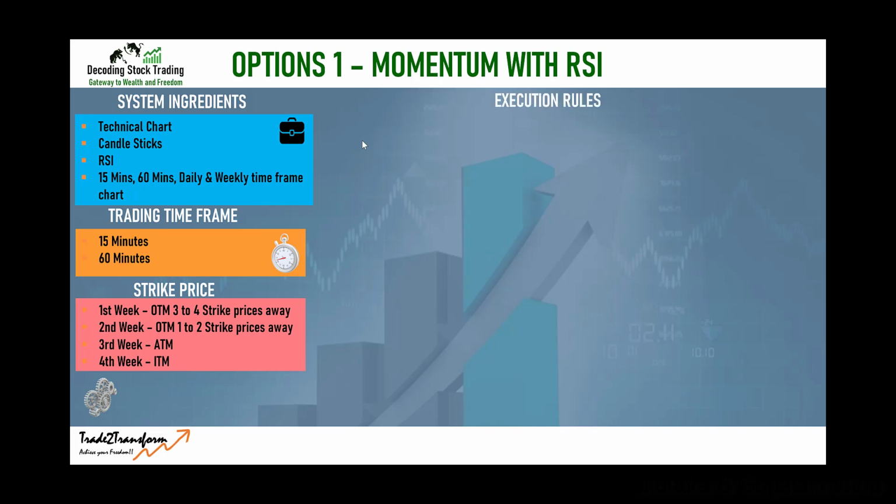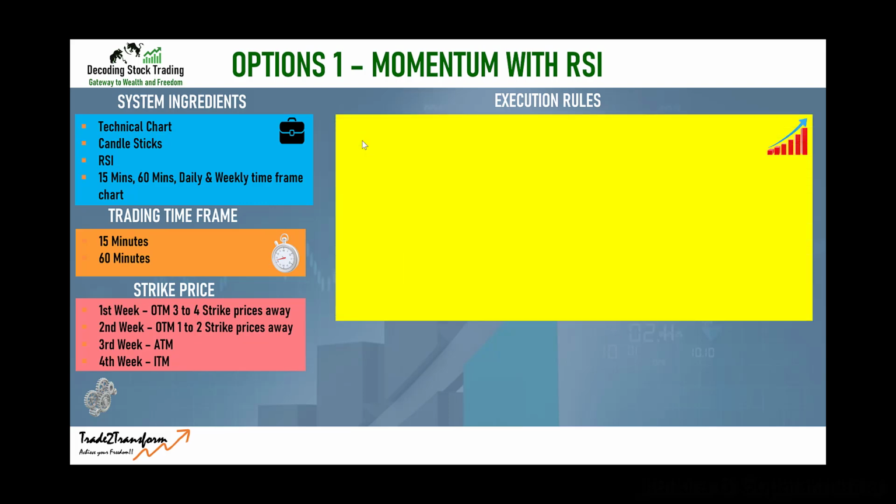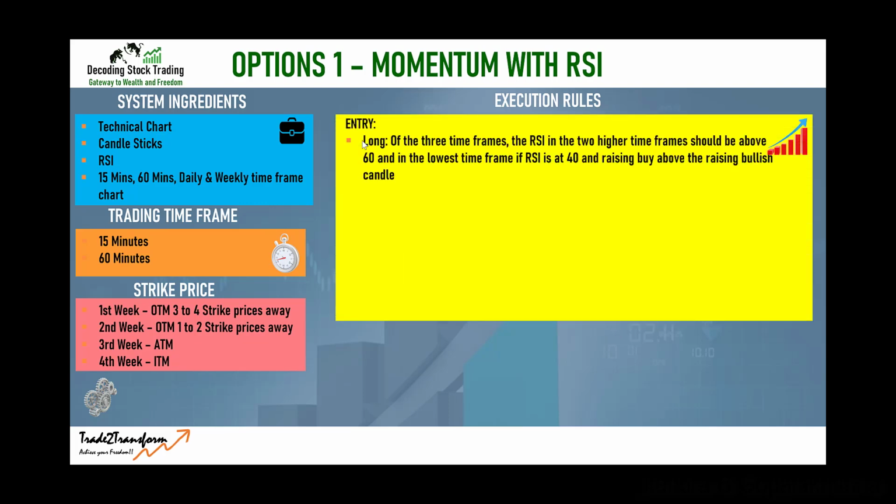So now, execution rules. What are the execution rules? The basic rules still remain the same. Go long: of the 3 time frames, the RSI in 2 time frames should be above 60, and in the lowest time frame, if it is at 40 and rising above with a bullish candle, that is a buy.